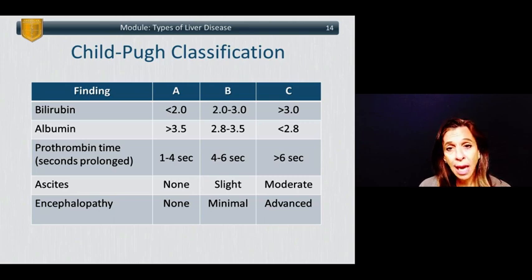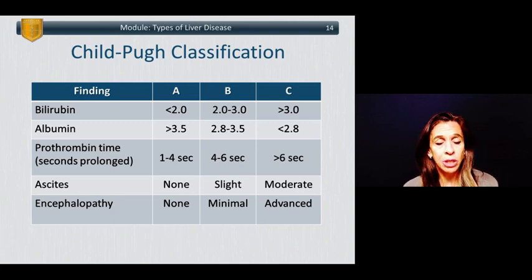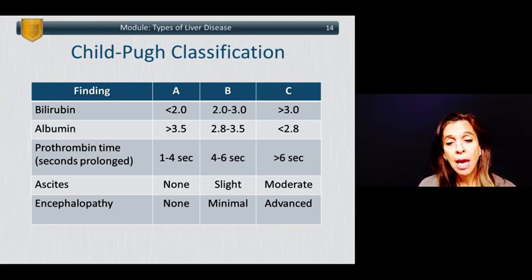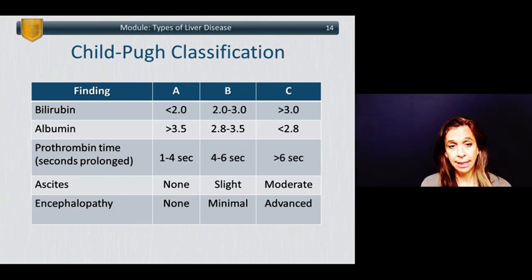The prothrombin time, as measured in seconds, contributes. A slightly abnormal or prolonged prothrombin time results in a level A. A more moderately prolonged prothrombin time of 4 to 6 is a B, and severe prolongation of the prothrombin time greater than 6 seconds is a C.